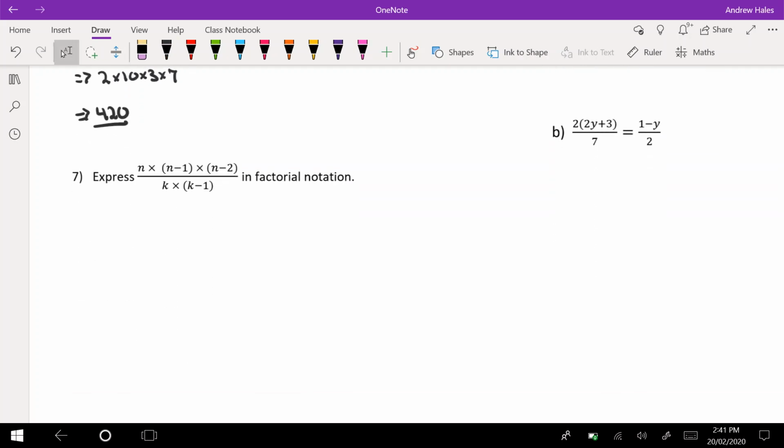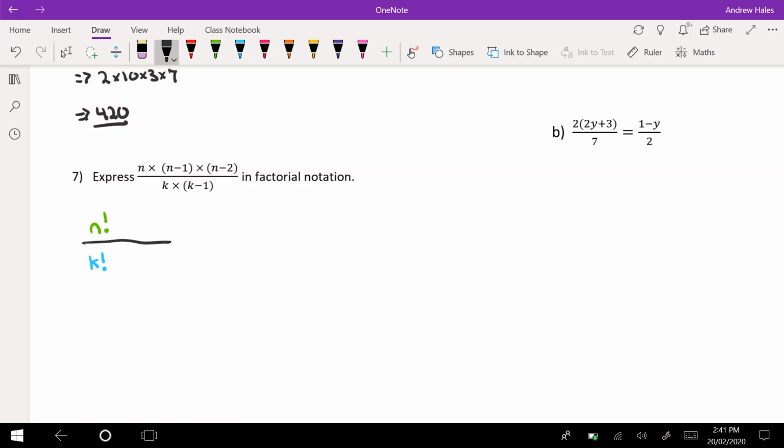Express n times n take 1 times n take 2 over k times k take 1 in factorial notation. So we want to write this in terms of just factorials being multiplied together. Well, for my numerator, I've got n times n take 1 times n take 2. Well, that is the start of n factorial. So I'm going to write n factorial here. On the bottom, k times k take 1. Well, that's the start of k factorial. So it's k factorial in the denominator.